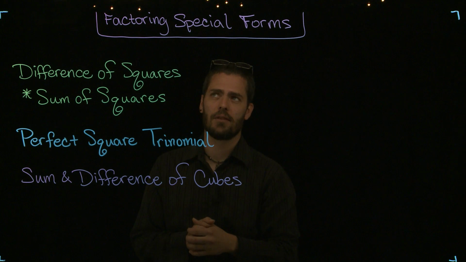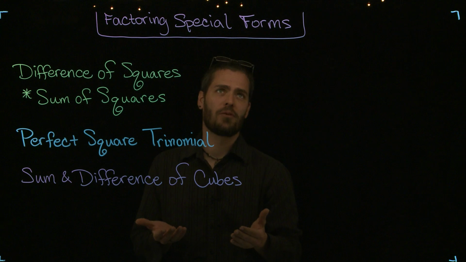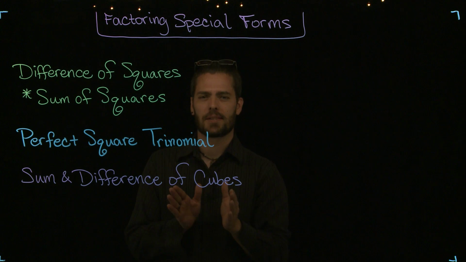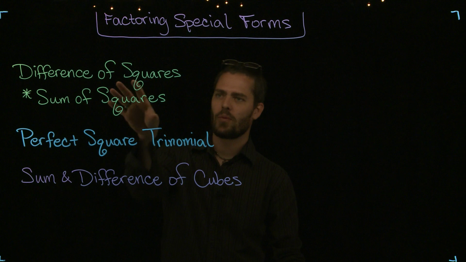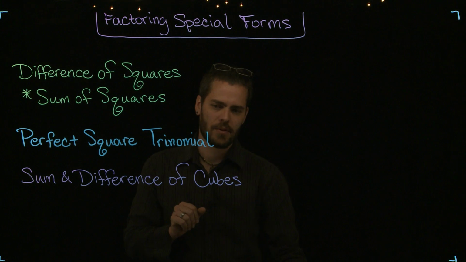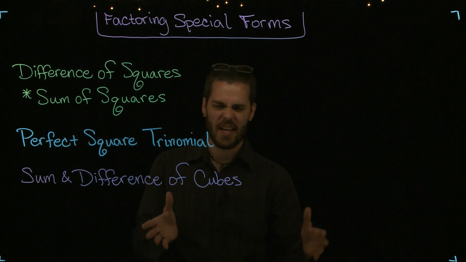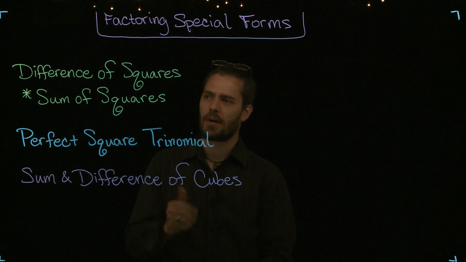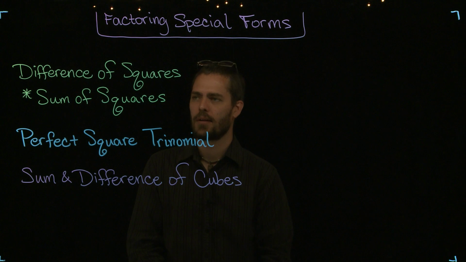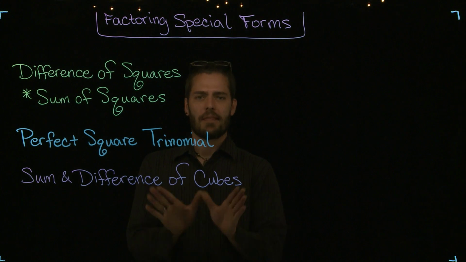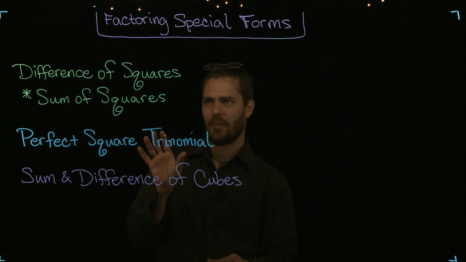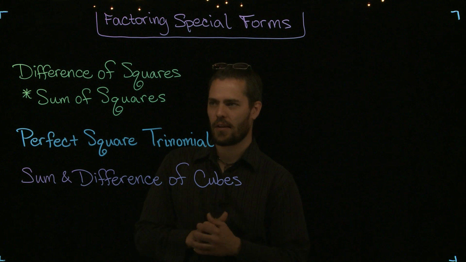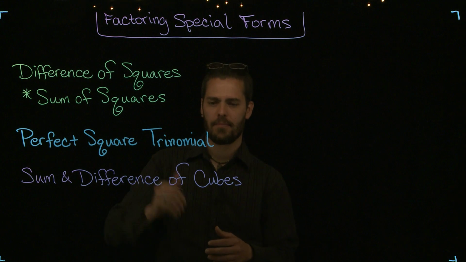We could call it even factoring specific forms. Really, what makes these things special is that every one of these factors into the same thing every time. Every one of these has a general form, and so I guess that's why we call them special, but again, we could also call them specific. So that being said, let me just give you a general map of what all these guys look like, and then I'll go into each one of them in detail.